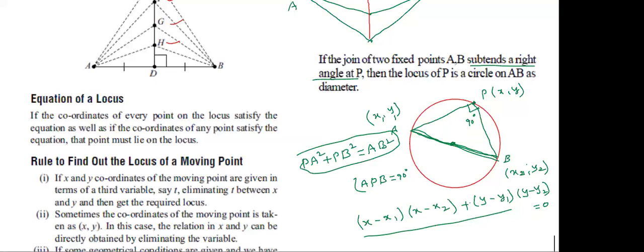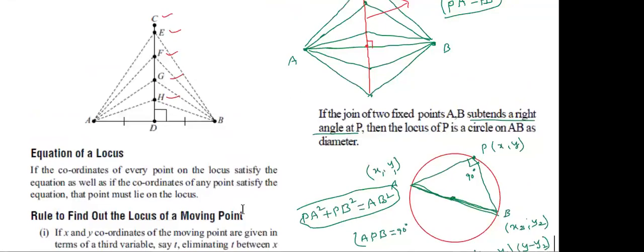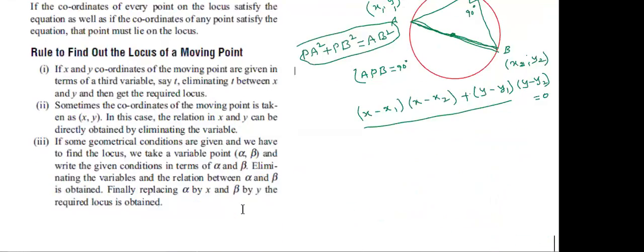Okay. Right. Now, what are the rules to find the locus of a moving point? Here, three rules are there. Just read the rules. If the x and y coordinates of the moving point are given in terms of a third variable, say t, eliminate t between x and y, then get the required locus.